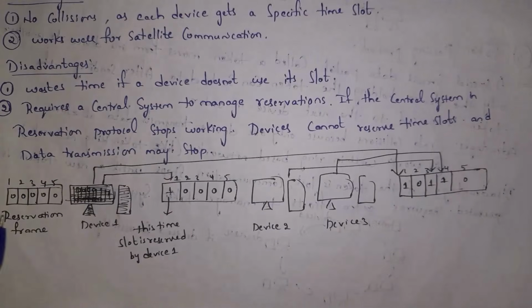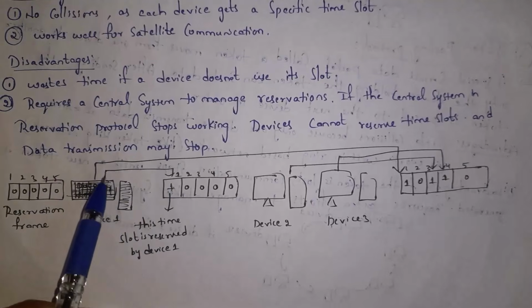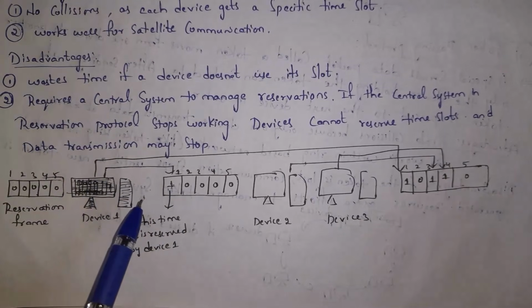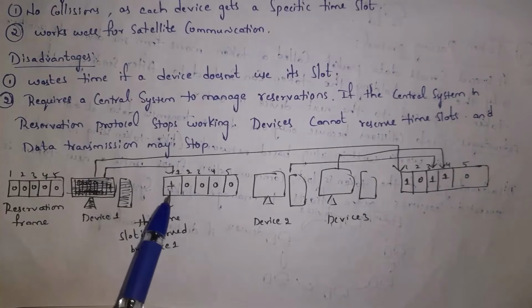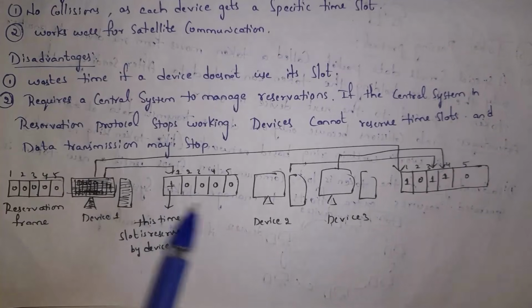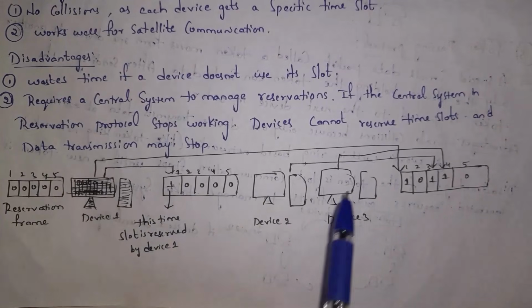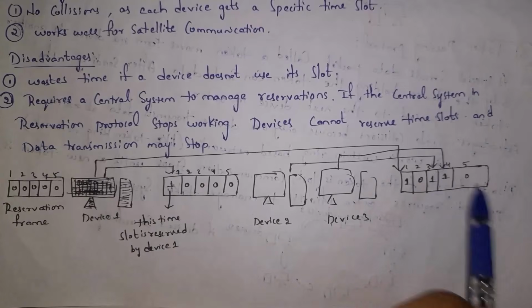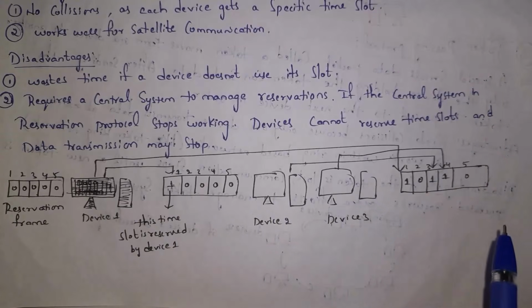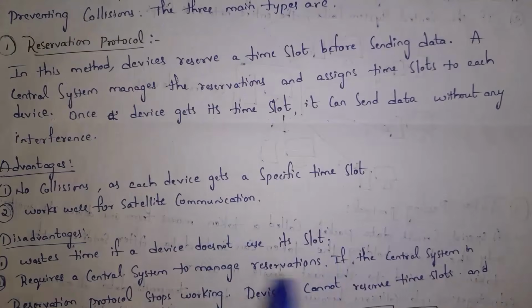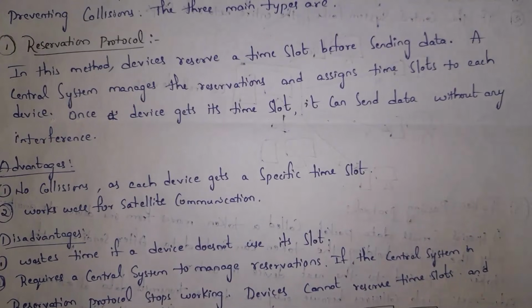This is the structure. Guys, for example, all time slots are empty. For example, device 1 reserved this time slot. So in this particular time slot, this device can send data. As the first slot is already reserved by device 1, no other device can use this slot. Similarly, now device 2 and device 3 will reserve slot 3 and slot 4. So in these particular time slots, these devices can send data. Guys, there will be one central system. The system will give each time slot to each device.